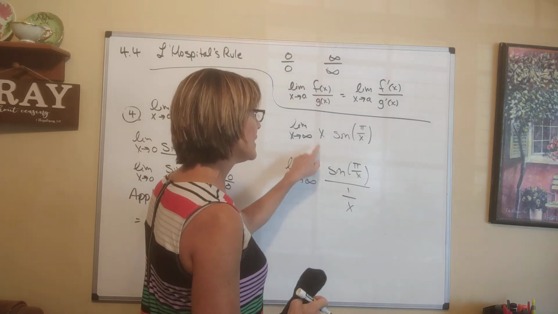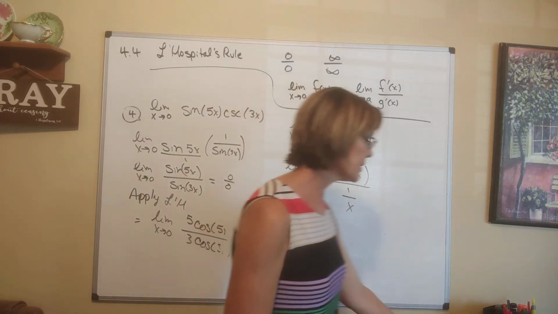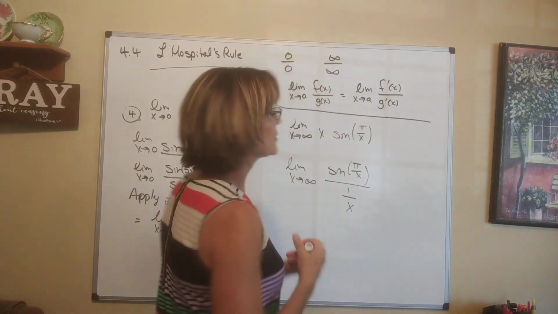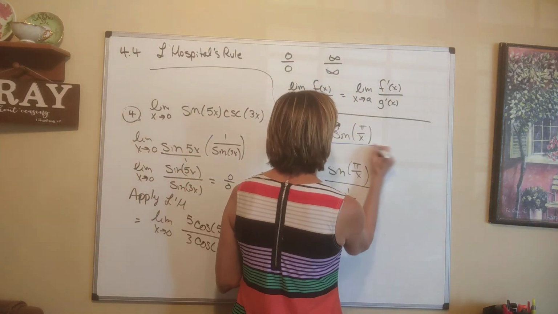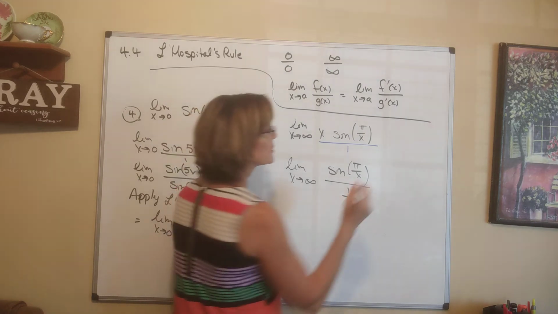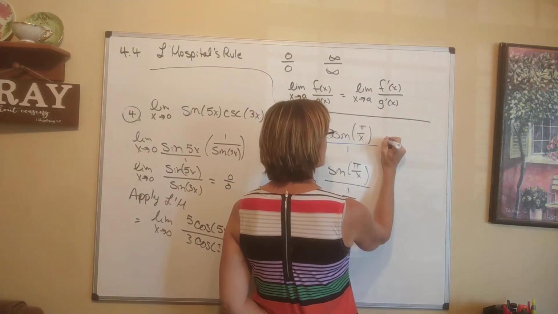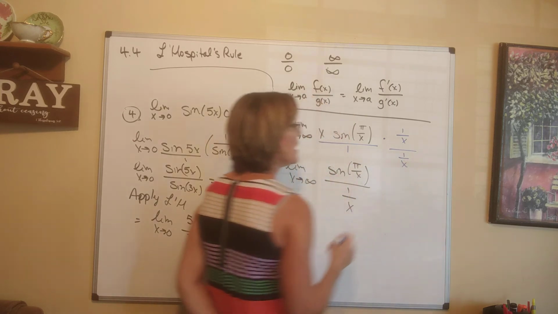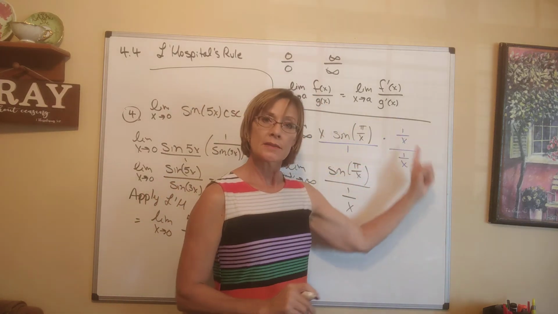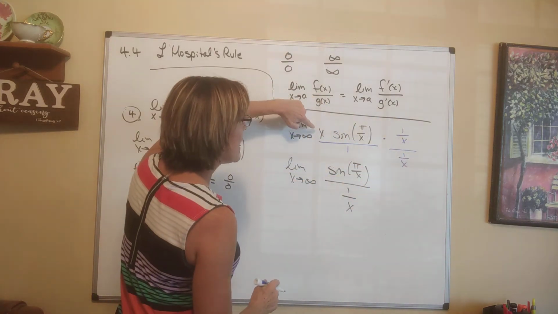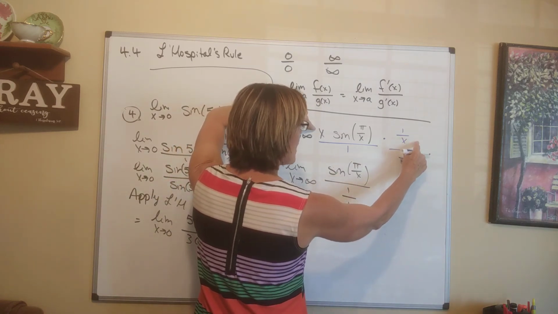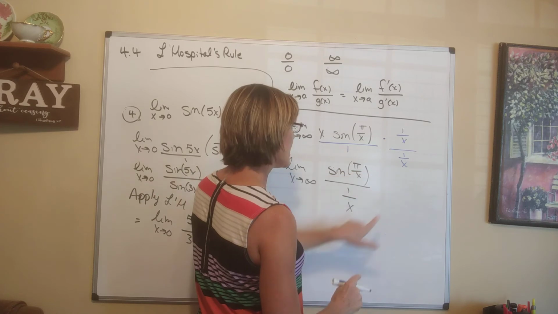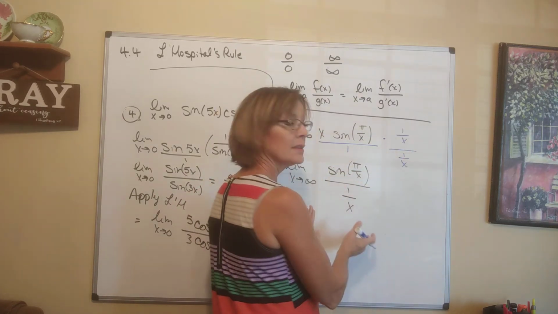Let me show you how I made this look like this so you can know how to do it too. All I did, and you're allowed to do this too, is this is over 1, right? So I said, let me multiply this by 1 over x over 1 over x. And this is a 1, so that's legal. So basically x times 1 over x became a 1 times the sine of pi over x. And 1 times 1 over x is this. This is why this is legal.